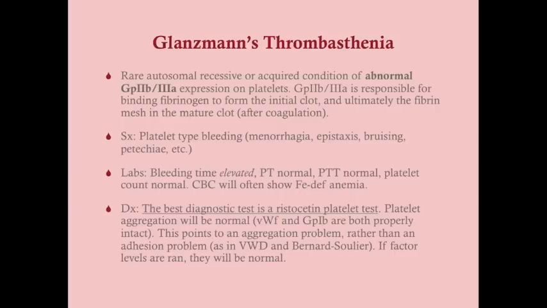So because you have a normal Ristocetin platelet test and you have platelet-type bleeding and you've got a normal platelet count, all of that points to Glanzmann's thrombasthenia. And it's rare, but because you have a normal platelet count, that excludes a quantitative platelet defect, and because you have a normal Ristocetin platelet test, that excludes a defect of von Willebrand's factor and a defect of GP1B. So that leaves Glanzmann's thrombasthenia. And if you were to run factor levels, they would be normal, because this is simply a disorder of GP2B3A.